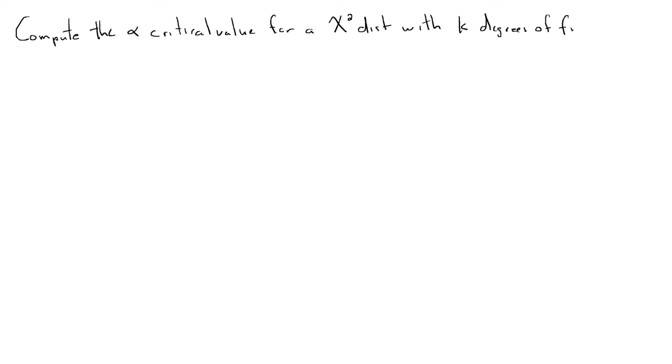So suppose you want to compute the alpha critical value for a chi-square distribution with k degrees of freedom. The symbol for that is chi-square with some subscripts on it. The first one will be an alpha, and the second one is a k for the degrees of freedom. So suppose you wanted to find the chi-square critical value where alpha is 0.01, and k, the degrees of freedom, is 9.